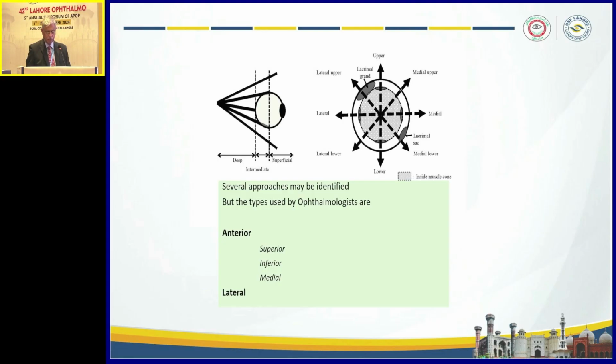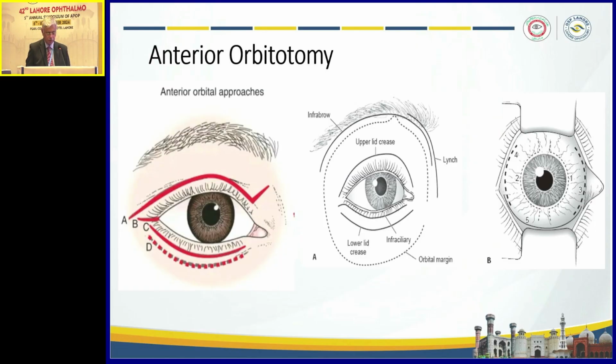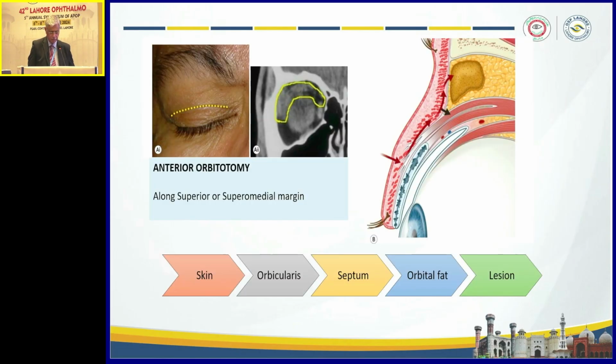Several approaches may be identified, but the types used by ophthalmologists are anterior, either superior along the superior orbital margin, inferior along the inferior orbital margin, or medial, which may be through the skin or transconjunctival, or lateral orbitotomy, according to the lesions, which are usually behind the eyeball and intraconally located. Anterior orbitotomy is the anterior orbital approach. The incision is given through skin, orbicularis, septum, orbital fat, and then we approach the lesion.